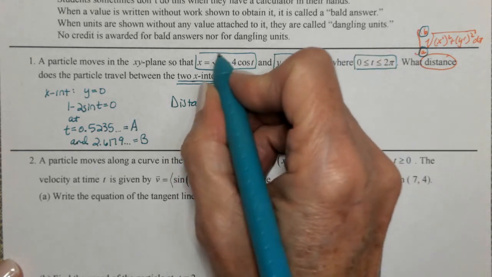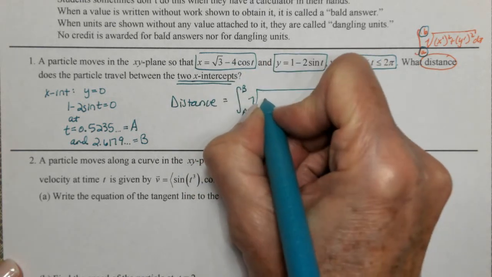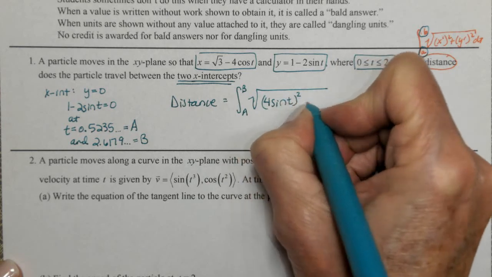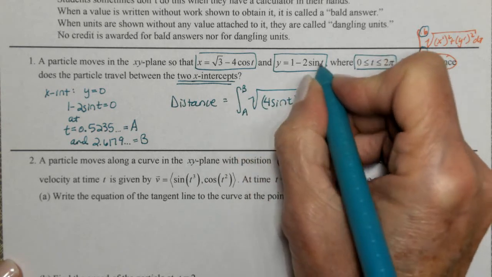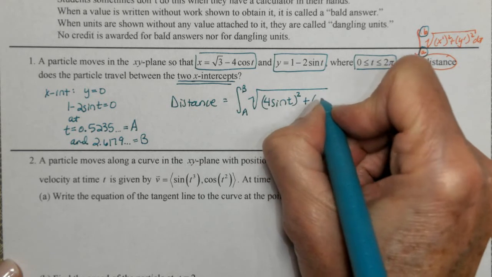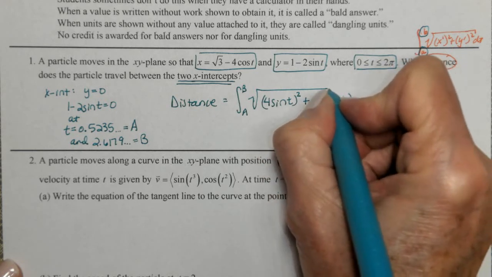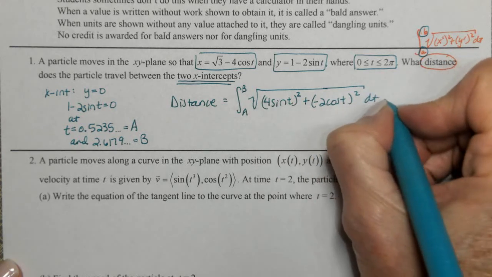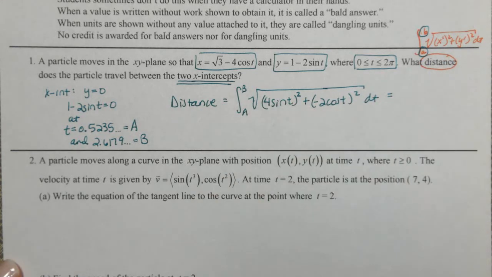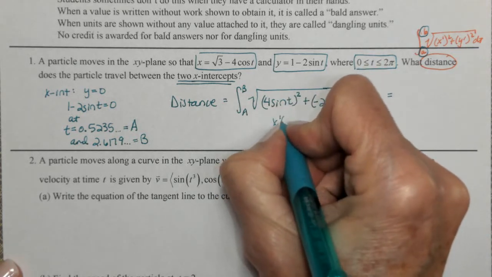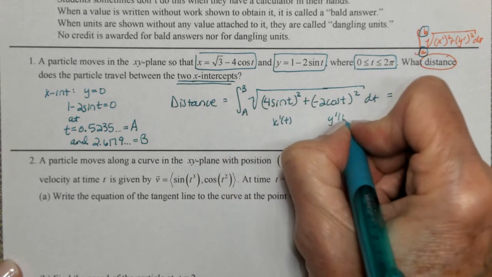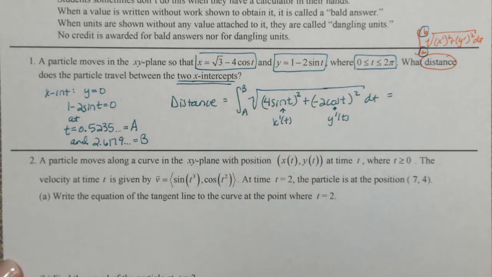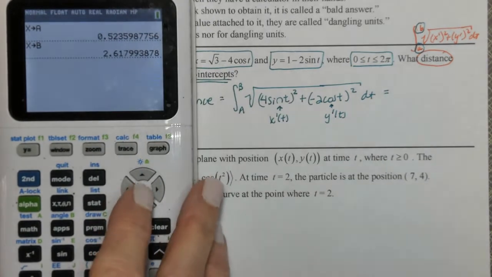So the derivative of the x coordinate is 4 sine t. The derivative of the y coordinate is negative 2 cosine t dt. Okay, so this was x prime of t. This is y prime of t. All right, back to our calculator.